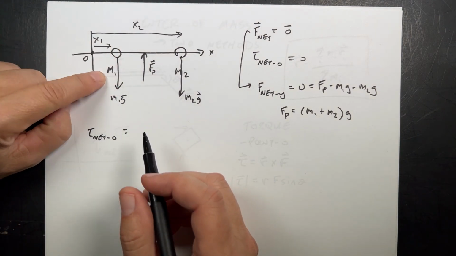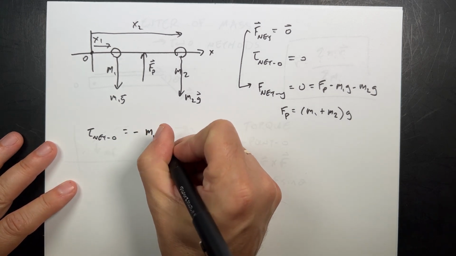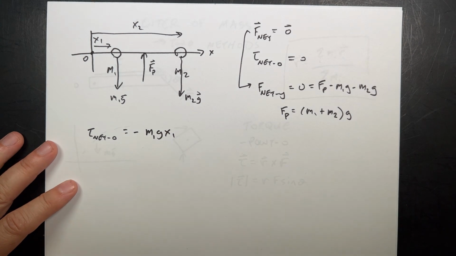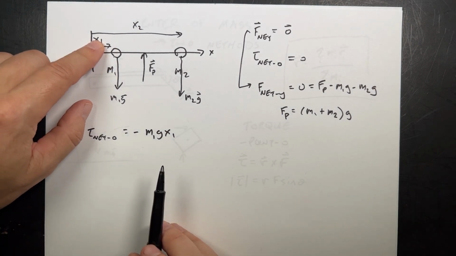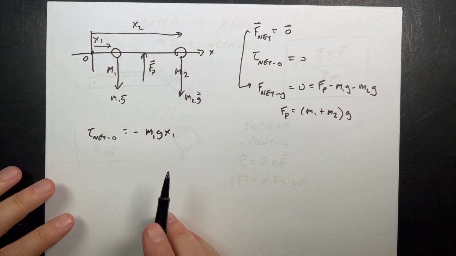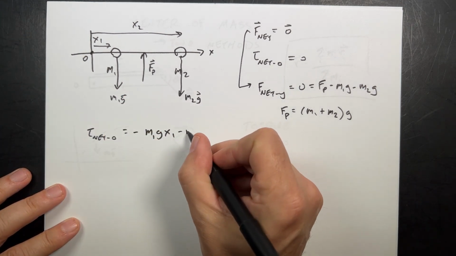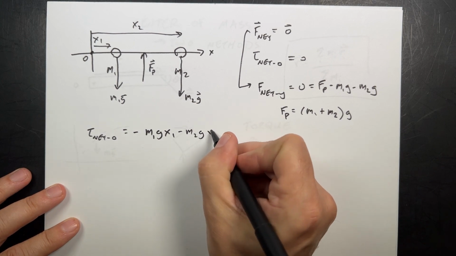So the torque from this is going to be equal to negative m1g x1. Right? So it's in the clockwise direction, so it's negative. And let's do this one next. That's going to be minus m2g x2.